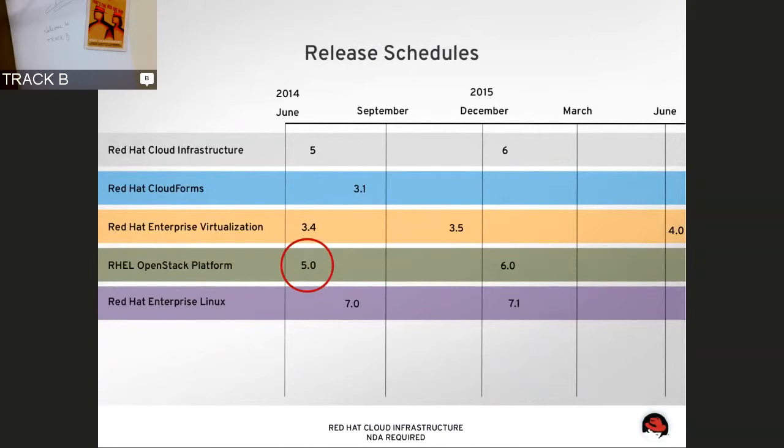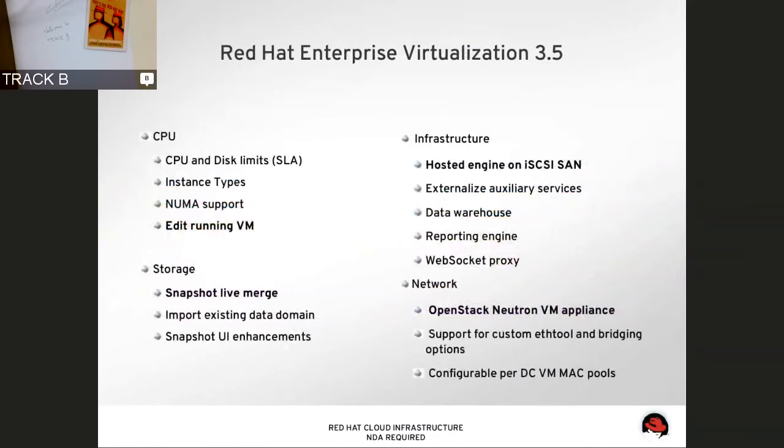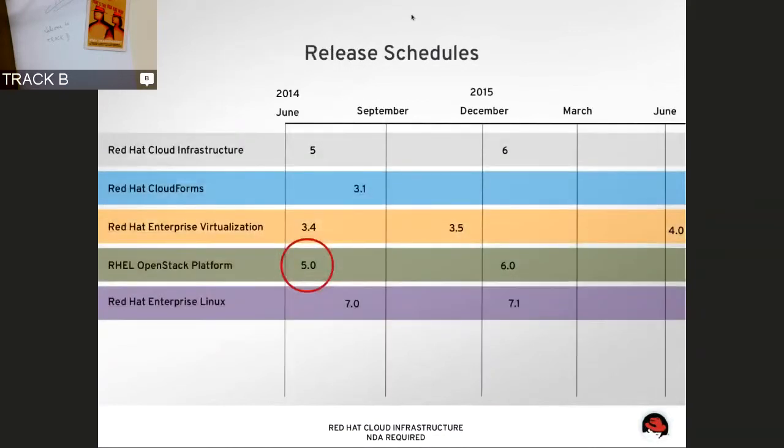One of the questions: is there any plans to install hosted engine in RevH itself rather than a RHEL node? This is a good question. I do not know of any specific plans to provide that. As far as I could tell, they had hosted engine on iSCSI SAN as an option, but they did not have it on RevH. So that's something I'll have to take offline and get back to you. Definitely a valid question.